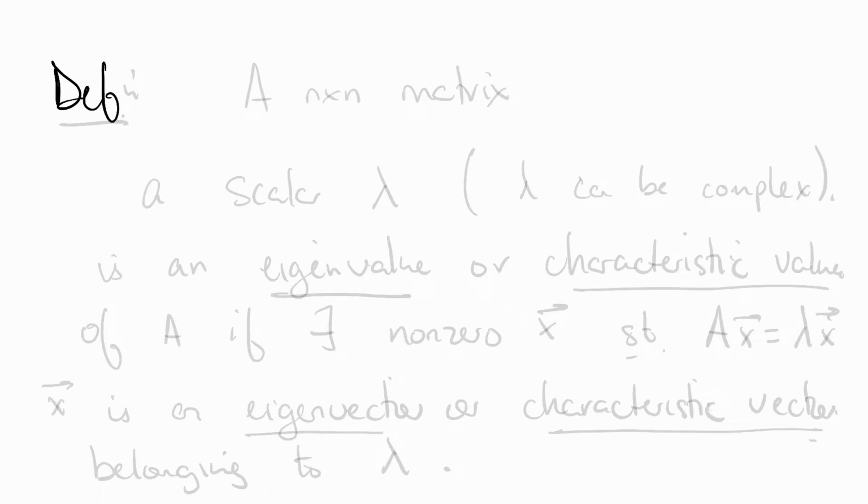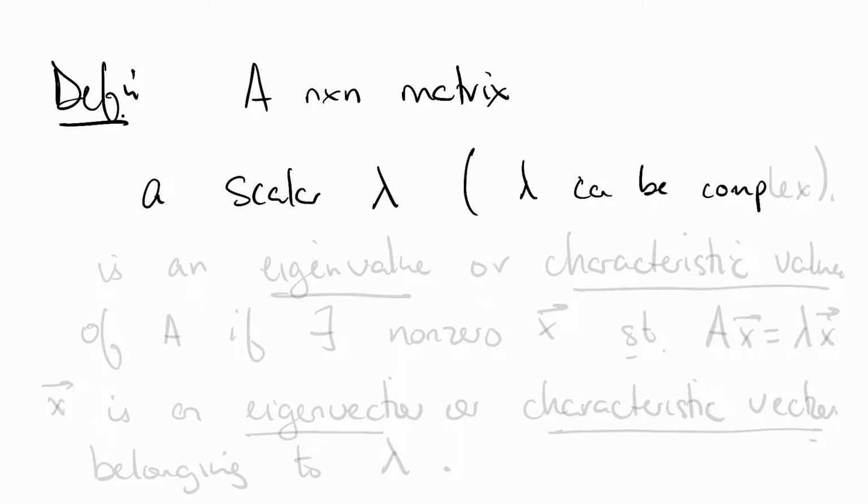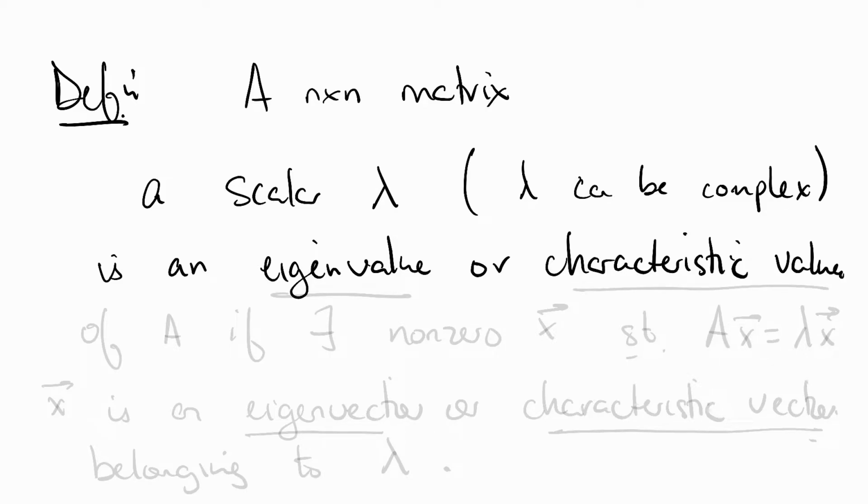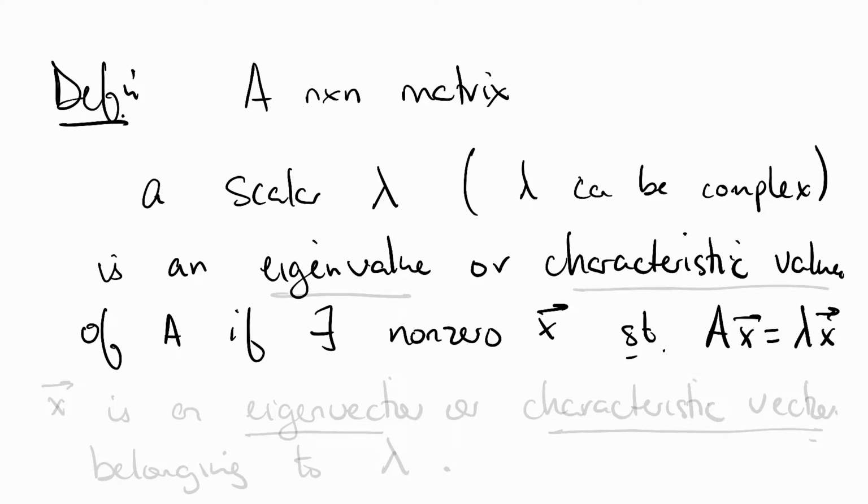Definition. Say A is an n by n matrix. As usual, a scalar lambda, and here I'm going to make sure to point out that lambda can be complex, is an eigenvalue or a characteristic value of A, the matrix, if there exists a non-zero vector x such that Ax is equal to lambda times x.